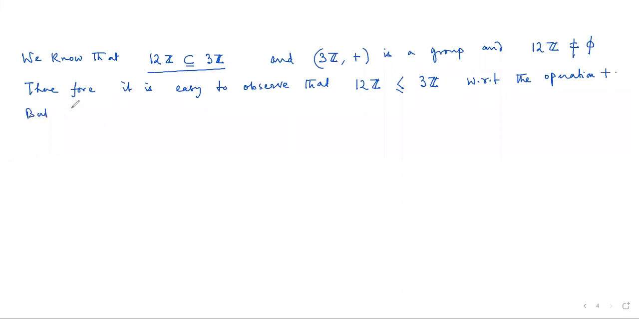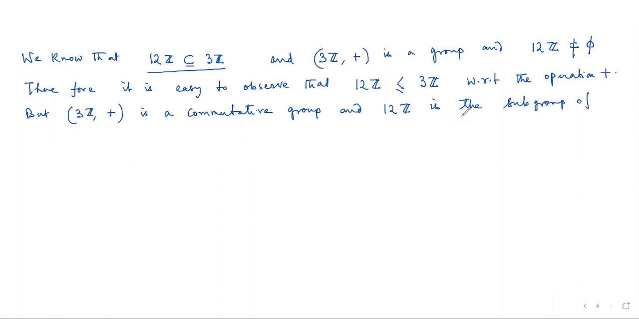But 3Z plus is a commutative group, and 12Z is the subgroup of the commutative group 3Z. Therefore, this implies from our earlier result, 12Z is the normal subgroup of 3Z.